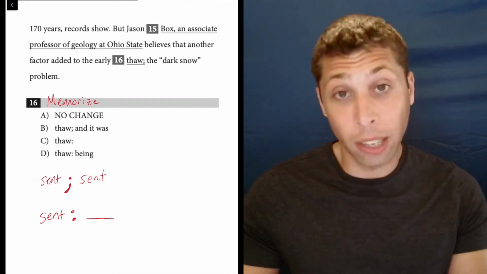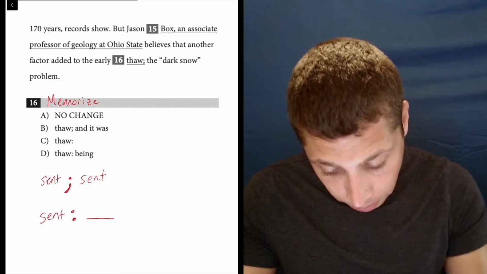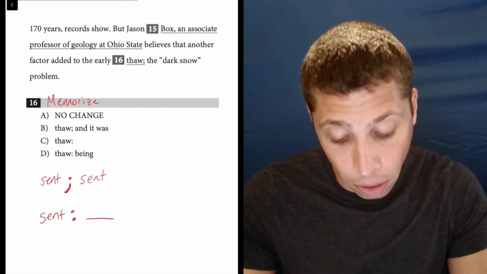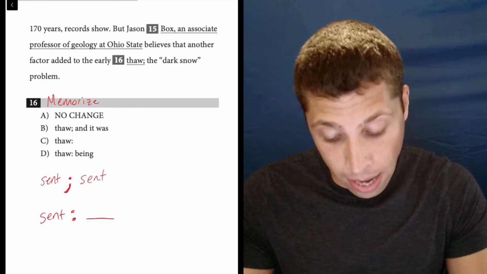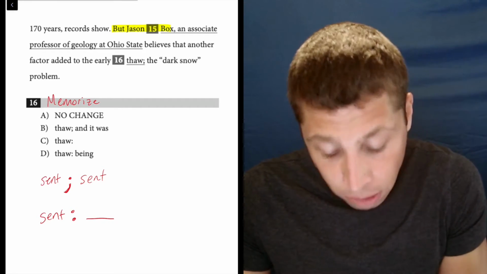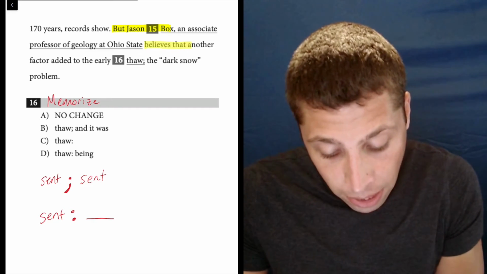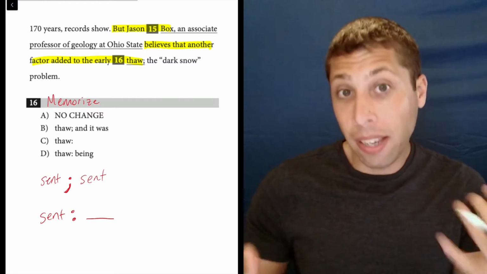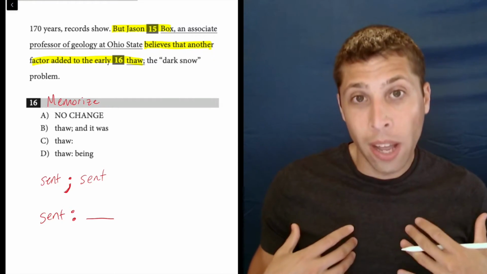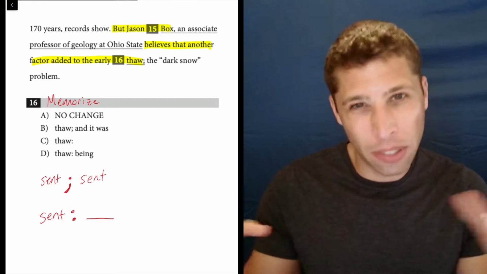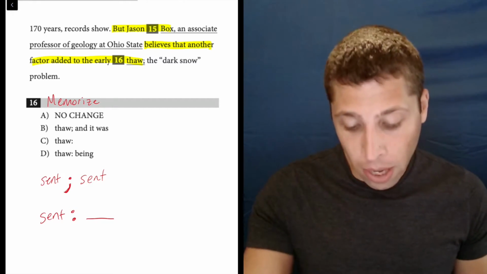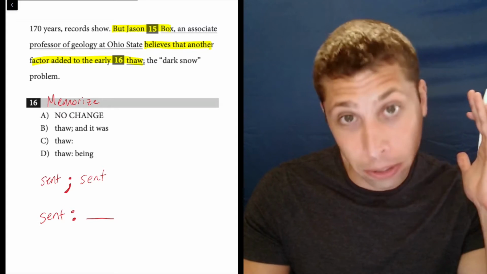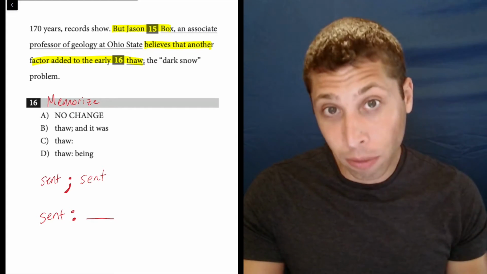So that means we've got to look at choice A to start. "But Jason Box, an associate professor of geology at Ohio State, believes that another factor added to the early thaw." That's a sentence, right? Now, I could cut that down even further, and we did this for the previous question where we had to worry about number 15 there, but the main sentence is just this part. So that piece that's underlined is basically kind of like an extra clause, and so we can skip over it to help us understand where the main sentence actually is. So I'll keep reading that just to cut it shorter. "But Jason Box believes that another factor added to the early thaw." I could put a period right there. That's a complete sentence.